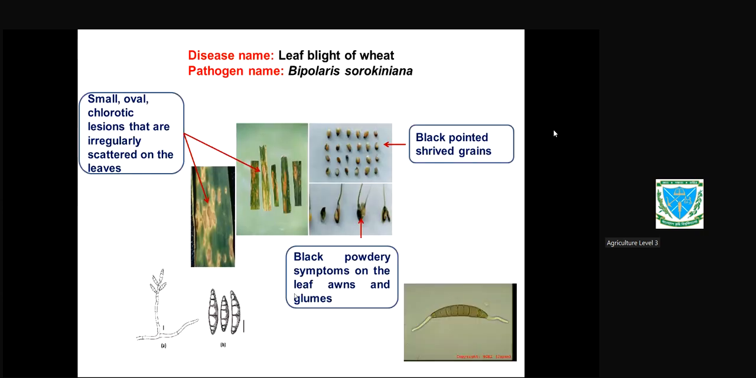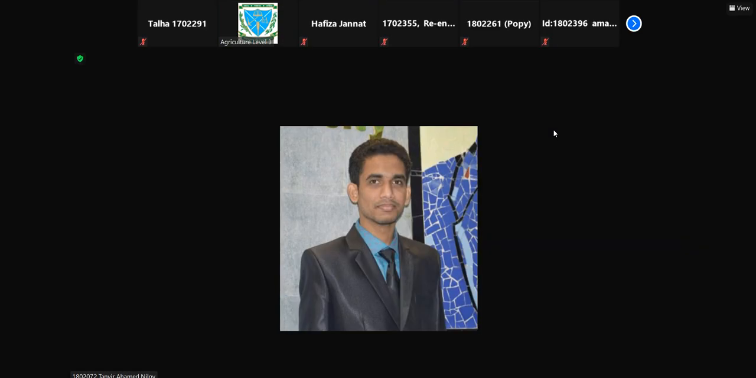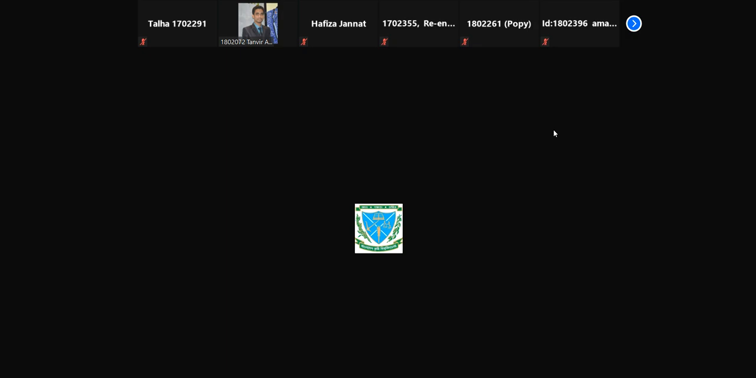The third one, and this is the last one for today's lecture, and you can see here, what is the name of the disease? Leaf blight of wheat.